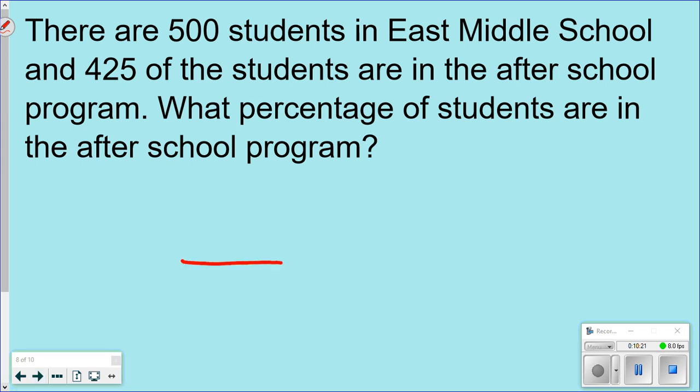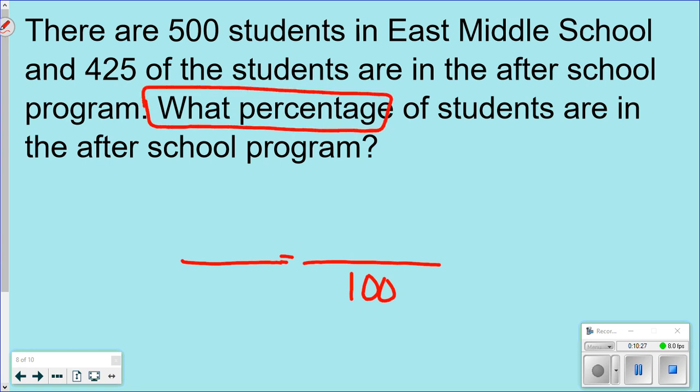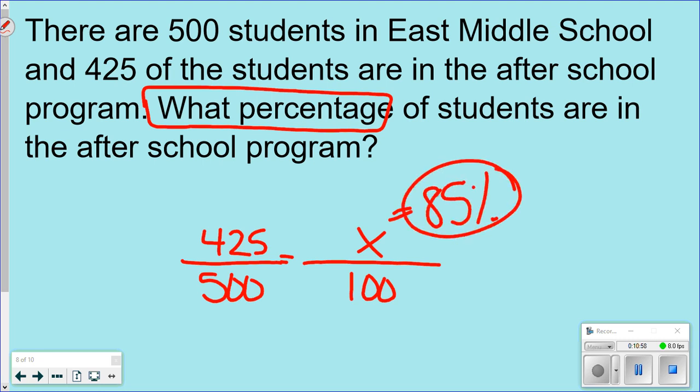So set up my proportion. I know 100 is going to be here. It's asking me what percent, so I know that that's going to be my x. Now I have to think about it. There's 500 students and 425 of them are in the after school program. What's the total? How many total students are in the school? Well, 500, that would go on the bottom because part is on the top and total is on the bottom. And part of them, 425 of them, are in the after school program. So this is how your proportion would look. And you do 425 times 100 divided by 500. And you should get 85. So 85% of those kids are in an after school program.